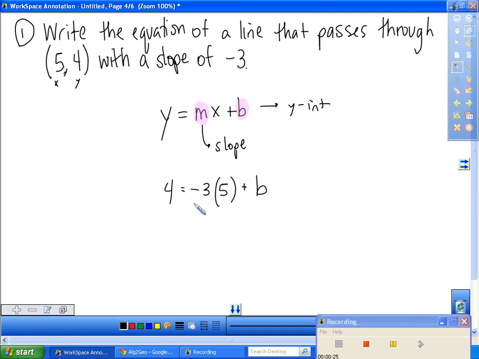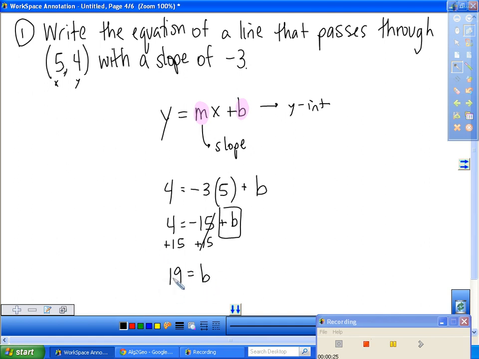So I simplify by multiplying. 4 is equal to negative 15 plus b. And in order to isolate my variable b, I need to undo the operation. So undoing an addition of negative 15, I want to add 15 to both sides. That eliminates my negative 15. 4 plus 15 is 19, and that is my b.